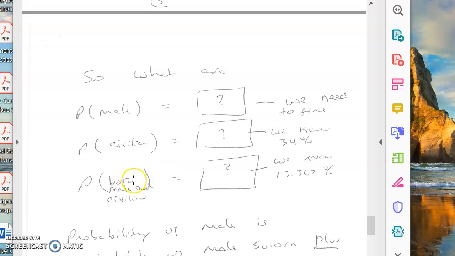Okay, so that's what I have here. We need the probability of male. We need to find that one. We don't have that one yet. The probability of being a civilian, we know what that is. We found that up above. That's 34%. The probability of being male and a civilian, we found that out before too. I think that was problem A, maybe.